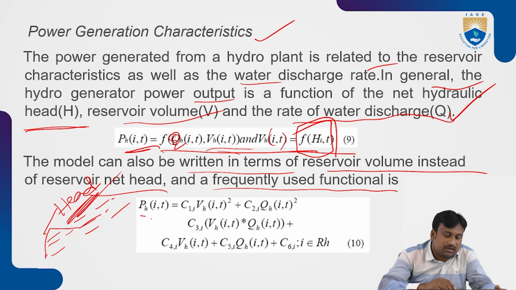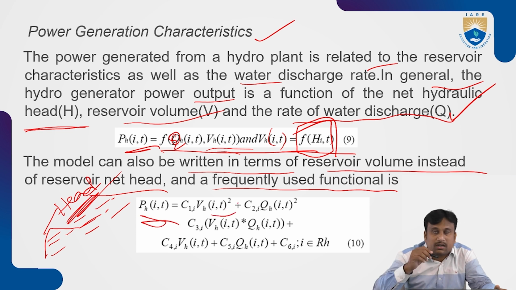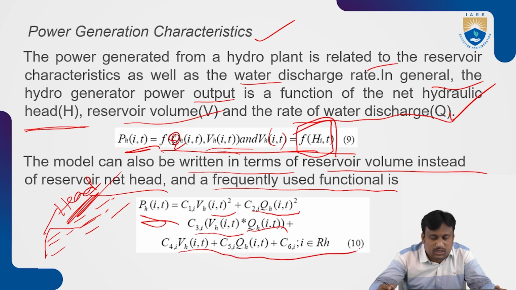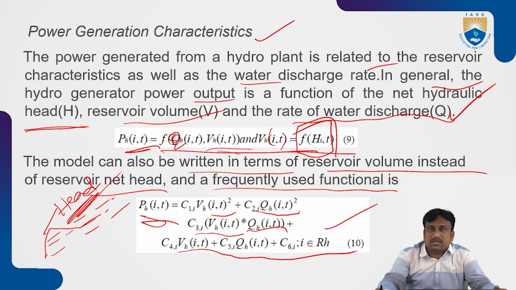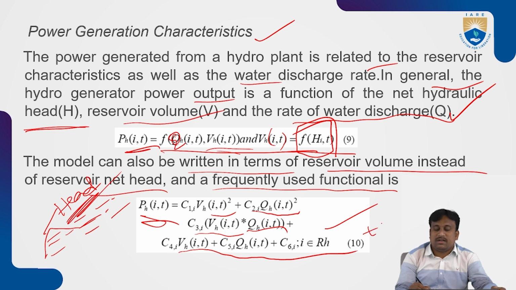So that is P_H(i,t) as C1 (V_H(i,t)) whole square plus C2 (Q(i,t)) whole square, plus C3 V(i,t) Q_H(i,t) plus C4 V_H(i,t), plus C5 Q_H(i,t) plus C6. All these are the coefficients which are related to the hydrothermal scheduling process, which may take place under the functional parameters T comma capital.